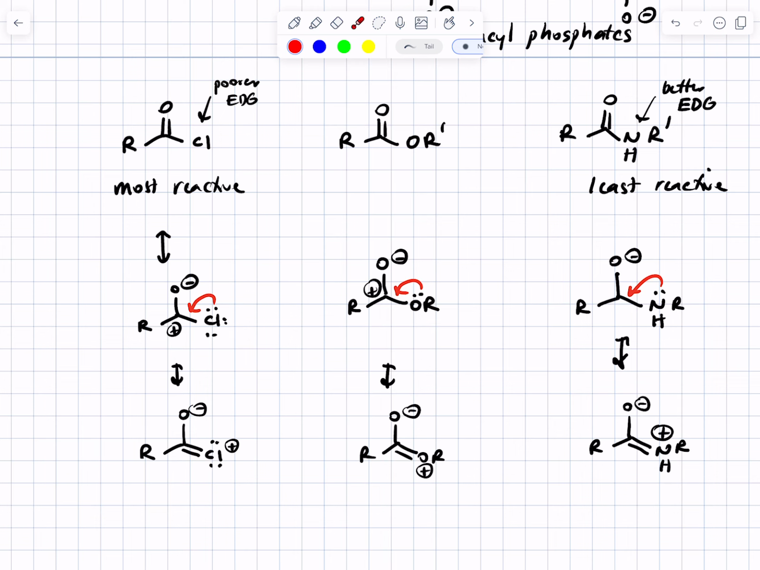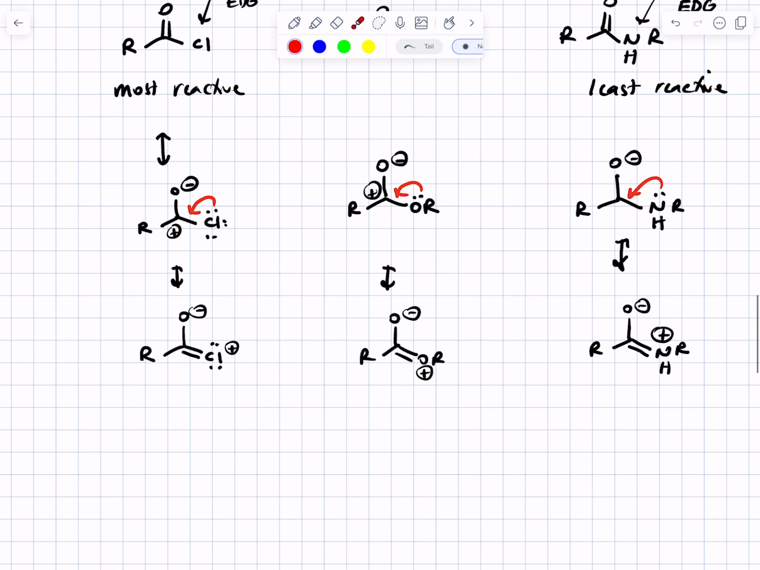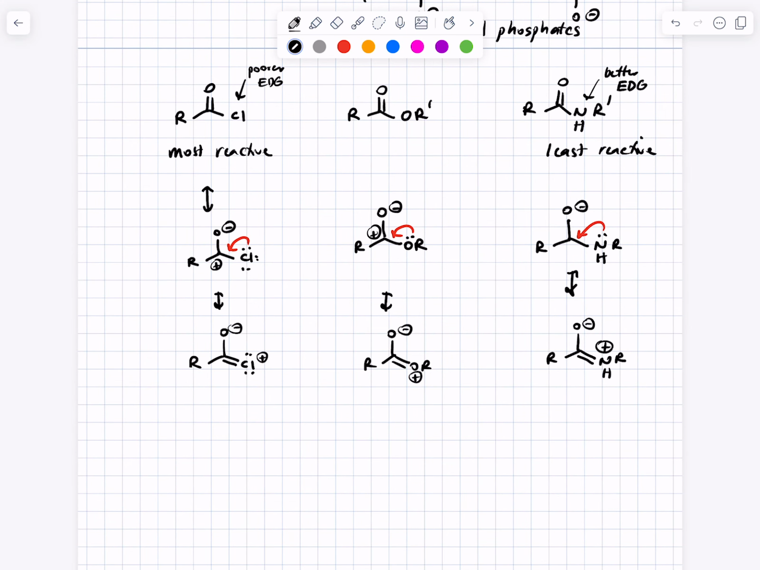Okay? So you can use that as a way to rank the reactivity of carbonyl compounds. The other way you can do this is to consider the ability of that Y group when attached to the carbonyl carbon. Think about what it would be if it left: Cl minus, OR minus, NHR minus. And this trend also tracks with leaving group ability. Do you see that the most reactive carbonyl compound has a Y group that is the best leaving group?